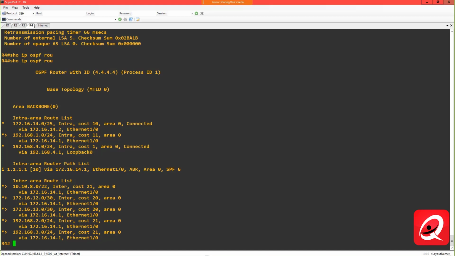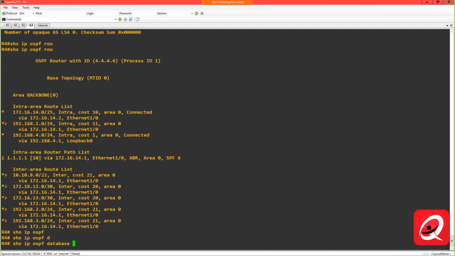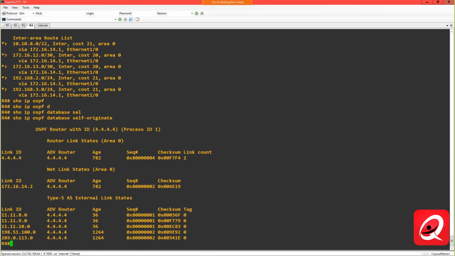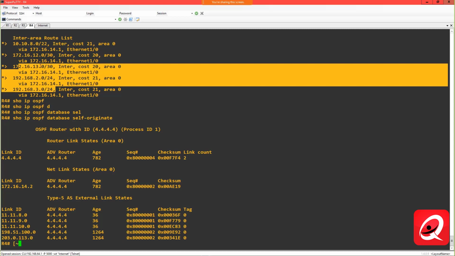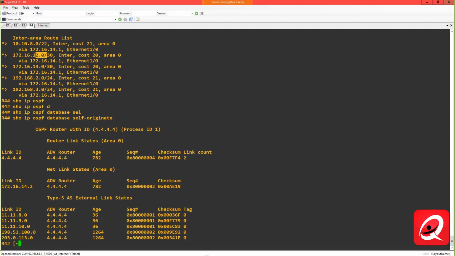Let me do a show IP OSPF database self-originate. Okay, well, they're there. I'm not sure why they're not showing up here. Probably because they're connected subnets. Yeah, these are all my non-connected networks. So I might have to use some arguments to see the connected ones. But in any event, obviously in this case, I'm doing redistribution.